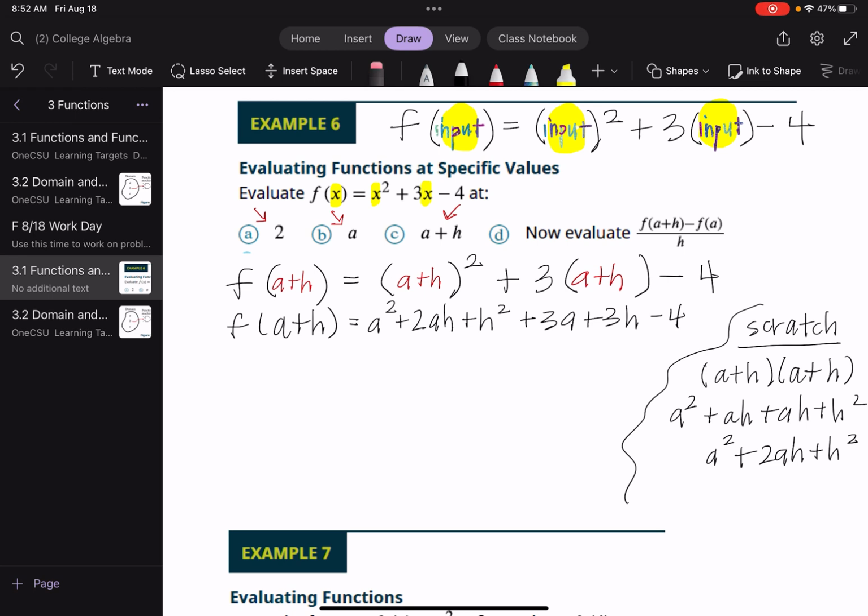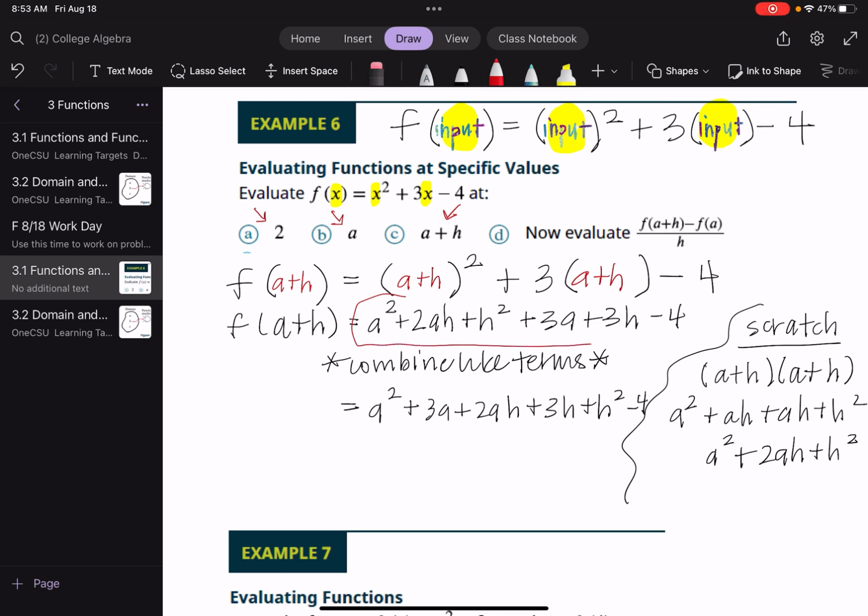And then from here, we're just going to combine all the like terms. And then we'll be finished with that one. So combine all your like terms. And we have a squared plus 3a plus 2ah plus 3h plus h squared minus 4. So there wasn't really any combining to do, just rearranging. And I'm not really worried about this rearrangement here. So if you can get here and there are no further terms to combine, then I'm good with that.